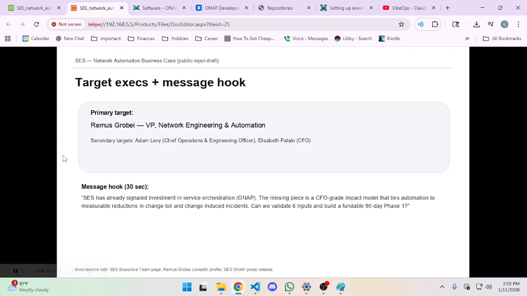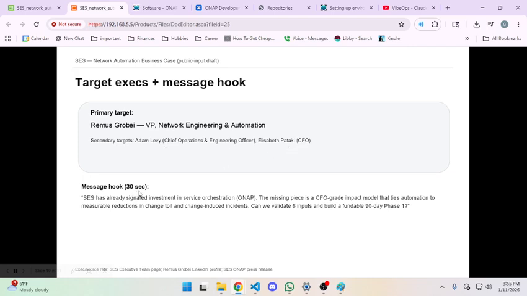Gotcha. Okay, so we've got 2 slides left. Second to last slide is the target execs and message hook. So I was going to send it to Remus Groby, but it looks like he's no longer there. So we do have some secondary targets identified.